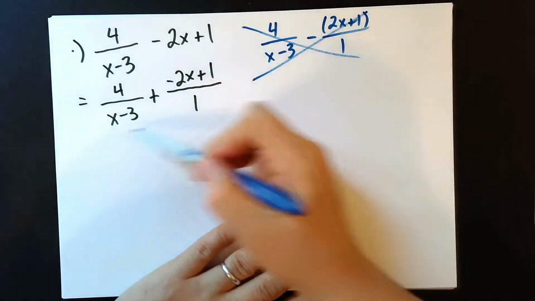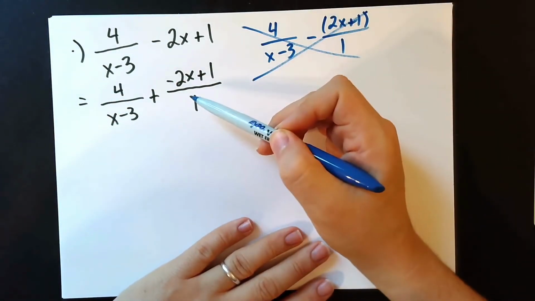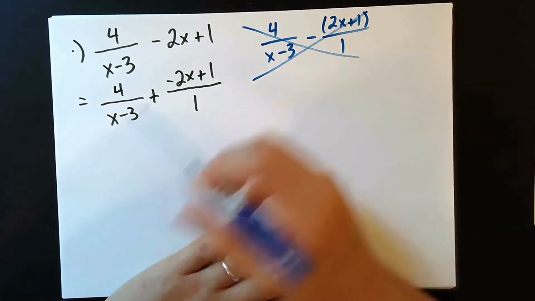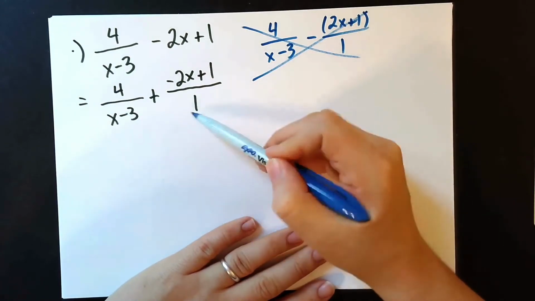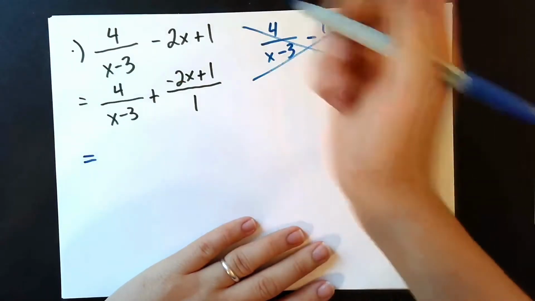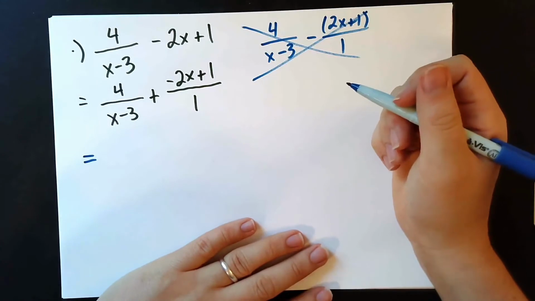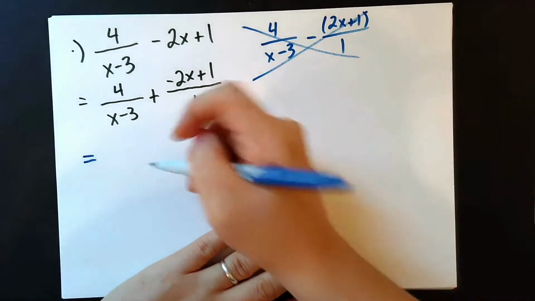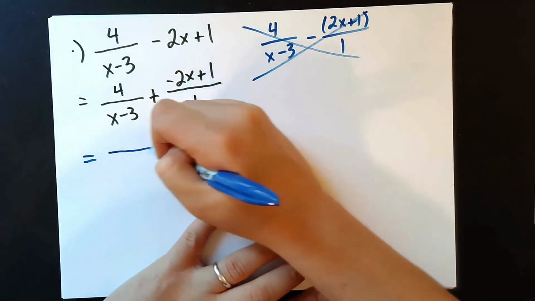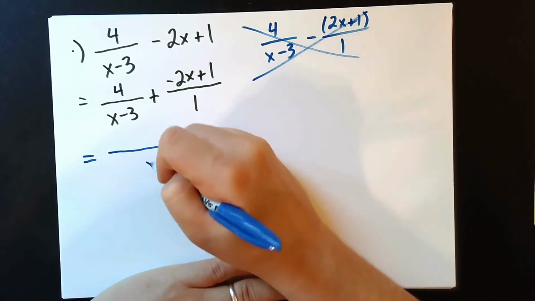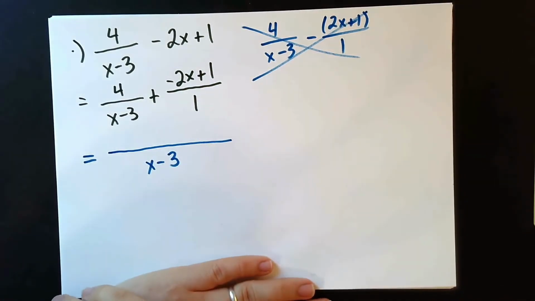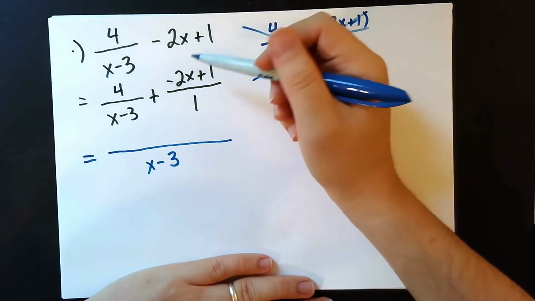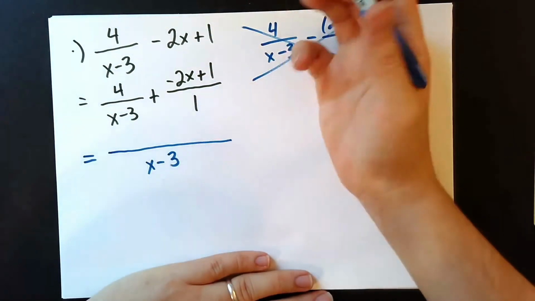Once I have done this, though, I can view this much like the last question. I need to find a common multiple of x minus 3 and 1. The common multiple I'm going to find is x minus 3, so I am going to write this whole thing over x minus 3. Everything's a multiple of 1, so x minus 3 definitely is.